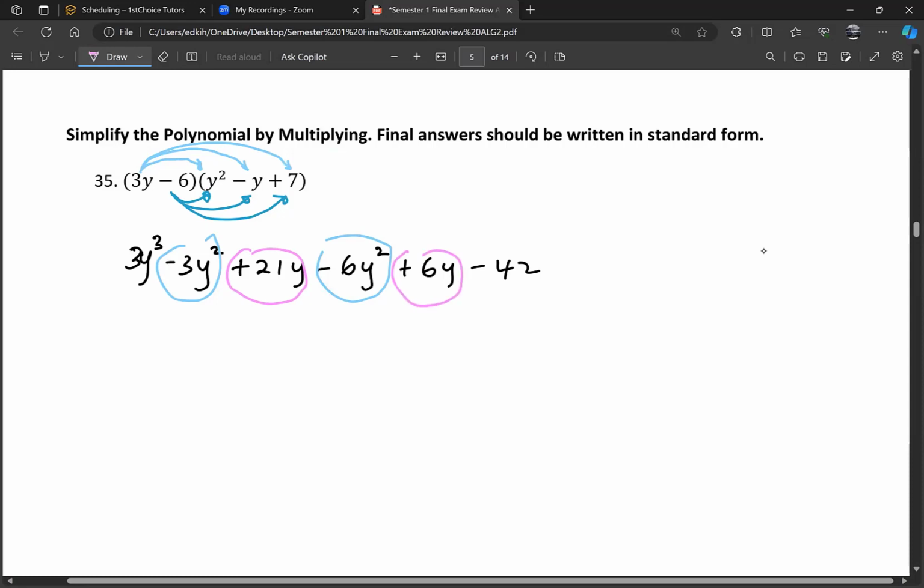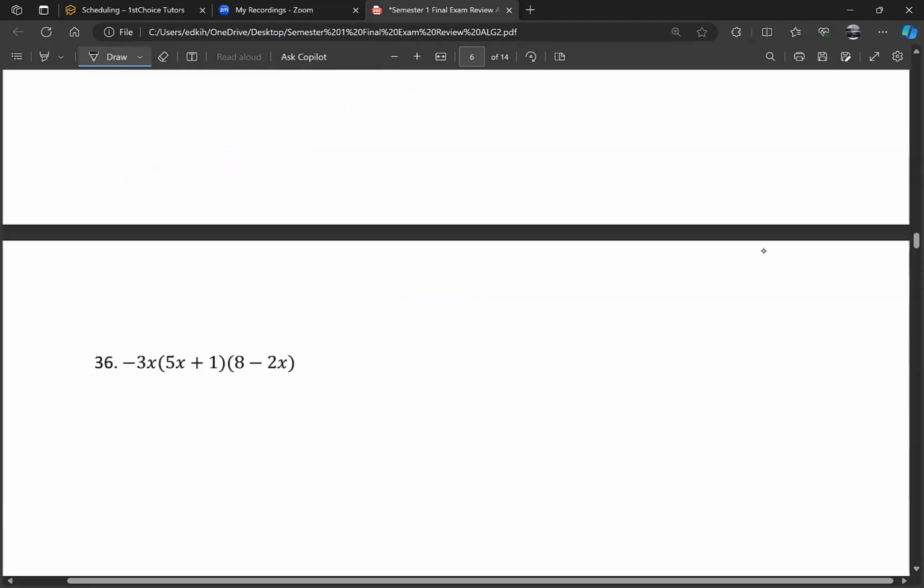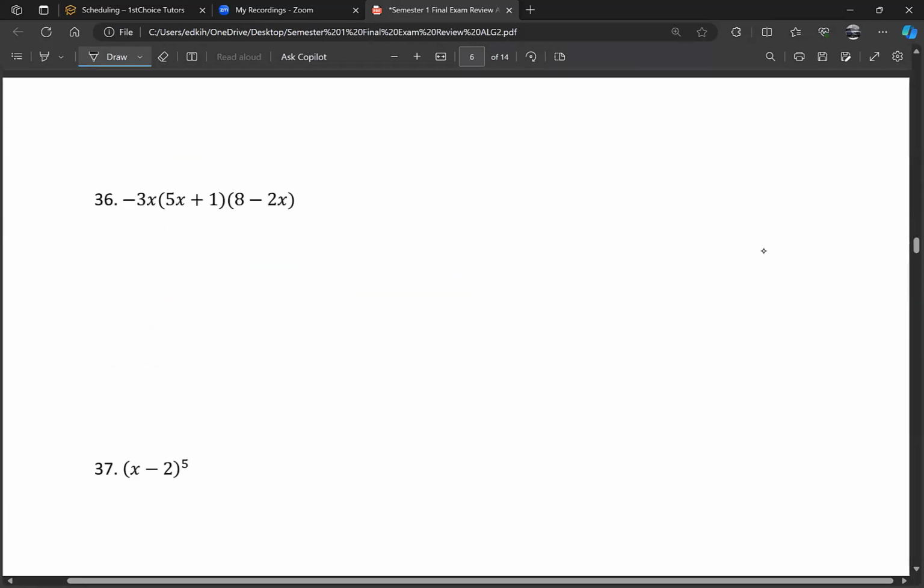Let's combine those. So our answer will end up being 3y cubed. Negative 3 minus 6 is negative 9y squared. 21y plus 6y is 27y. And then you have a negative 42 at the end. And that is your answer in standard form. Good stuff, y'all. Keep going.